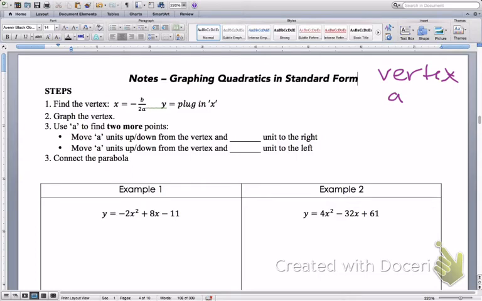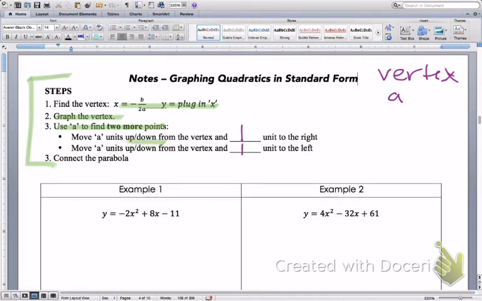So here are the steps to get it done. You first find the vertex. Remember, negative b over 2a, plug it back in. You graph your vertex. You use your a to find the 2 points going up or down, and you always move 1 unit to the right and 1 unit to the left. So let's go ahead and see this in action in these two examples.